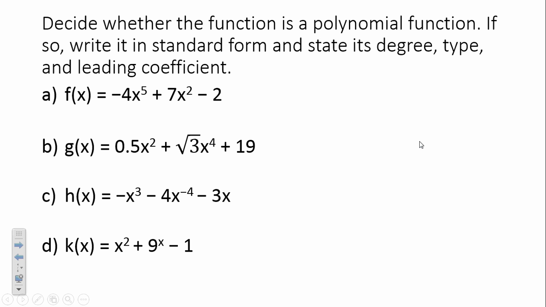What do you think about letter A? Does that look like something that we graphed, maybe a higher power, but something that we graphed? Yes. Okay. We have descending powers of x, nothing fancy going on here. So this one is a yes, it's a polynomial function. How about the second one?